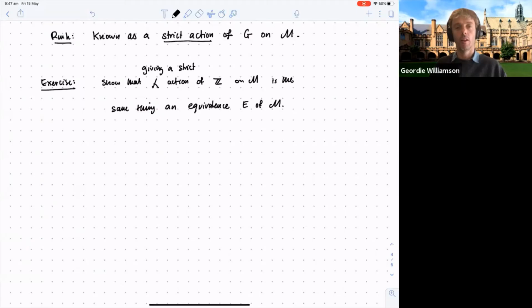So, giving a strict action of the integers on a category is just the same thing as giving an equivalence of M. Okay, so this is what you would think, that giving an action of Z on a vector space is just the same thing as giving an automorphism. And this exercise really needs a little bit of thought. So if you haven't thought about these things before, it needs thought. It's not obvious.